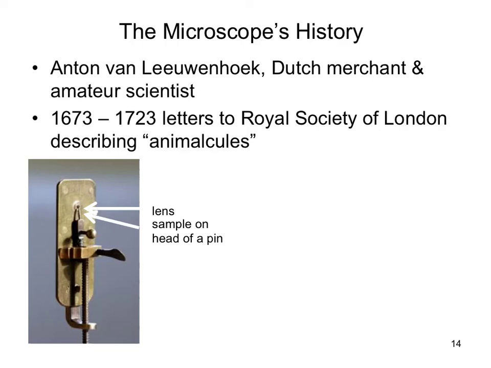He had examined samples of his own feces, scrapings of teeth, pond water, anything he could think of, he looked at it. And the way that he looked at it is that he devised a really sophisticated magnifying glass, and a reproduction of it is shown there on the left. The lens is in that little tiny area at the top, and he would put his sample on the head of essentially a pin, make adjustments, and study.